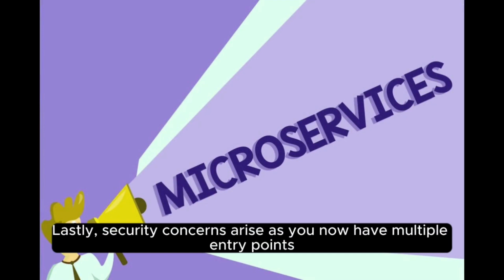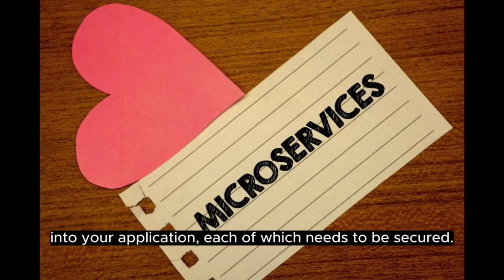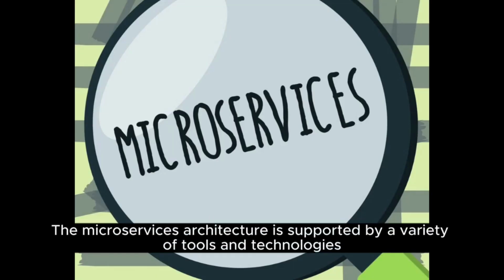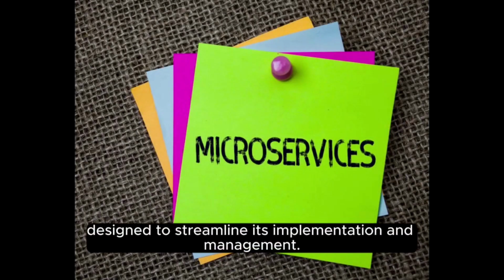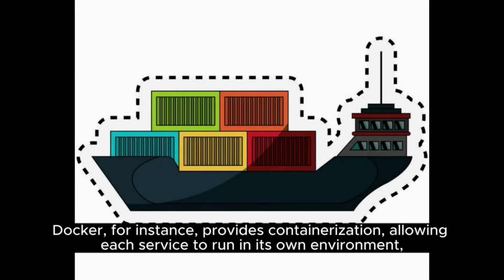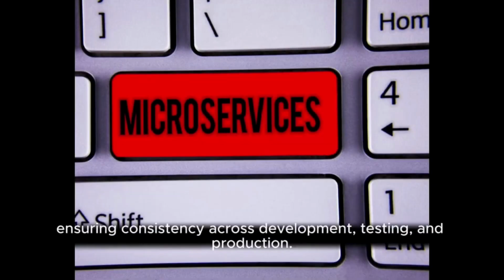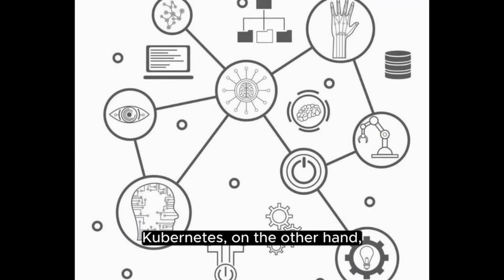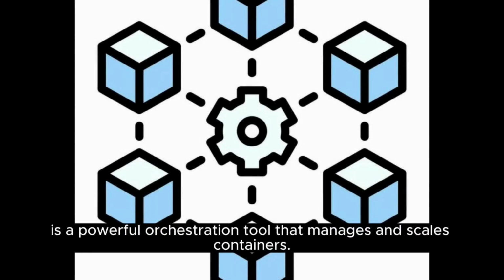Lastly, security concerns arise as you now have multiple entry points into your application, each of which needs to be secured. The microservices architecture is supported by a variety of tools and technologies designed to streamline its implementation and management. Docker, for instance, provides containerization, allowing each service to run in its own environment, ensuring consistency across development, testing, and production. Kubernetes, on the other hand, is a powerful orchestration tool that manages and scales containers.